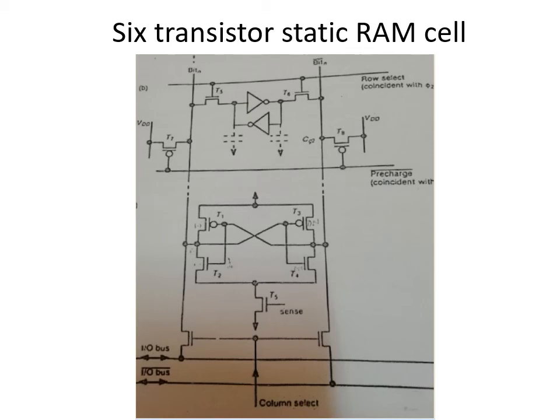Next, we need to write the data. When we are writing the data, the column select line is 1. When it is 1, the 2 transistors are turned on, and the data is fed in through the IO bus line as well as the IO bus bar line. The bit lines are complementary, so 1 and 0 are sent.